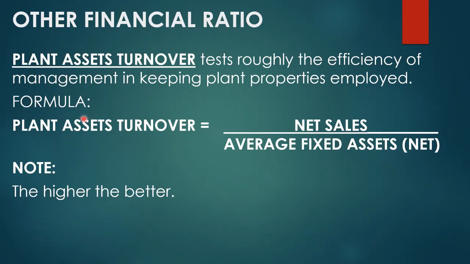So, makikita natin dito, para siyang narrowed down o para siyang specific component ng total asset turnover. Dito lang kay plant asset turnover, ang tinitingnan natin is yung paggamit ng plant properties, as compared kay total asset na kung saan tinitingnan natin ang paggamit ng overall asset. Kay plant asset, specific lang natin tinitingnan ang efficiency ng paggamit ng plant properties ng company to produce or to generate profit, to generate sales. So, the higher, the better.